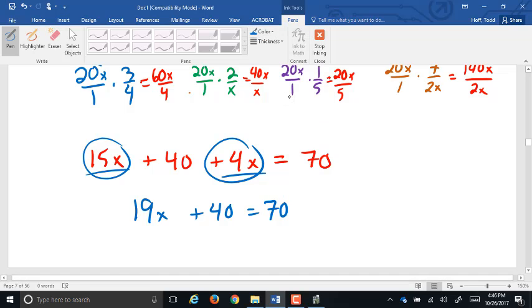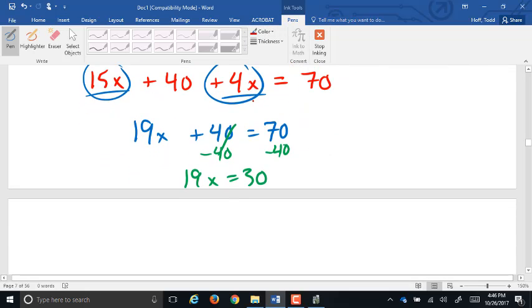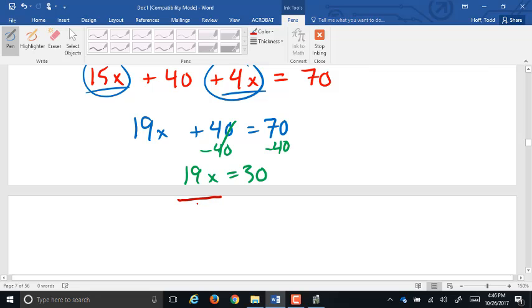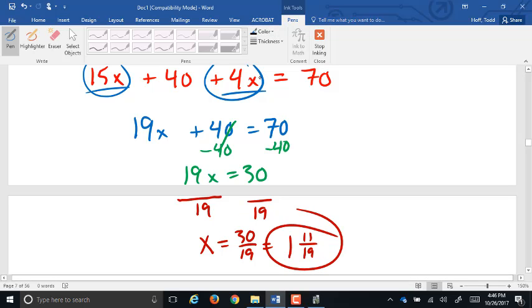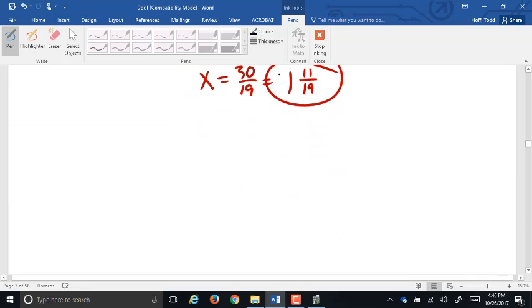And then subtract the 40. 19x equals 30. And then divide by 19. Good. x equals 30 over 19, which is 1 11/19. Any questions? Okay. So a couple more examples of different things, and then we're going to call it a night here.